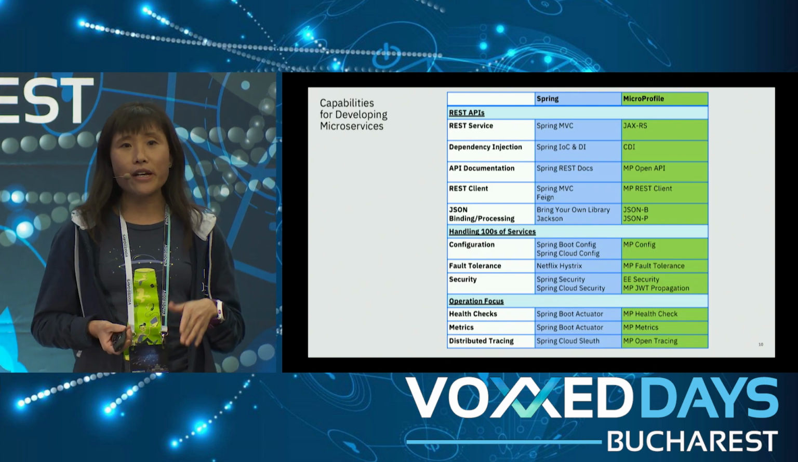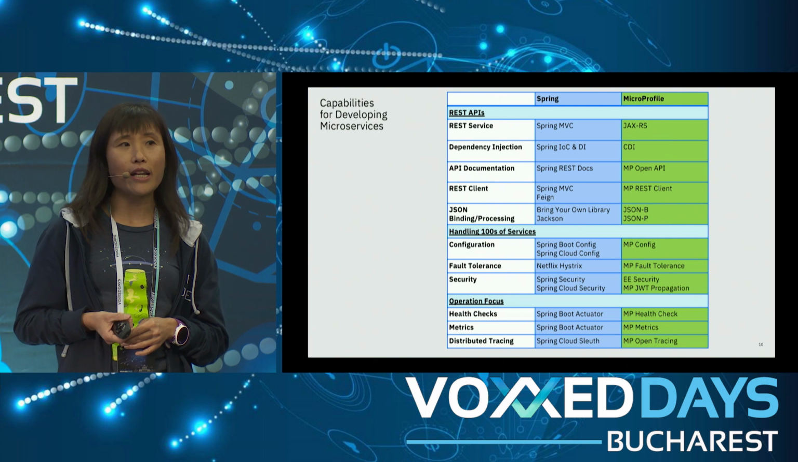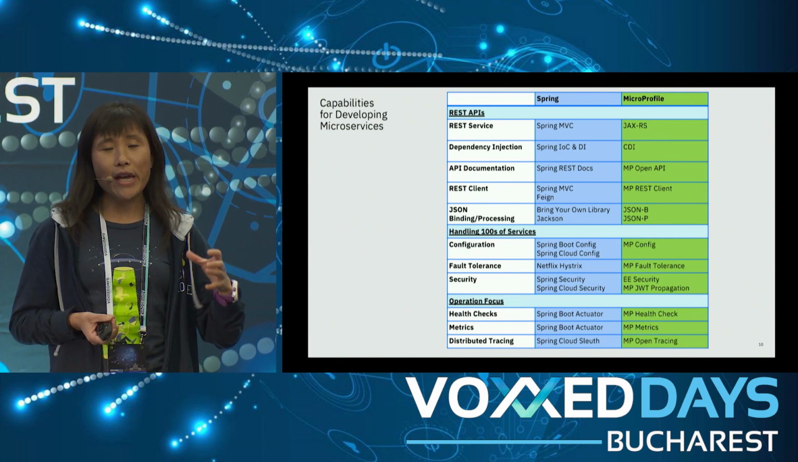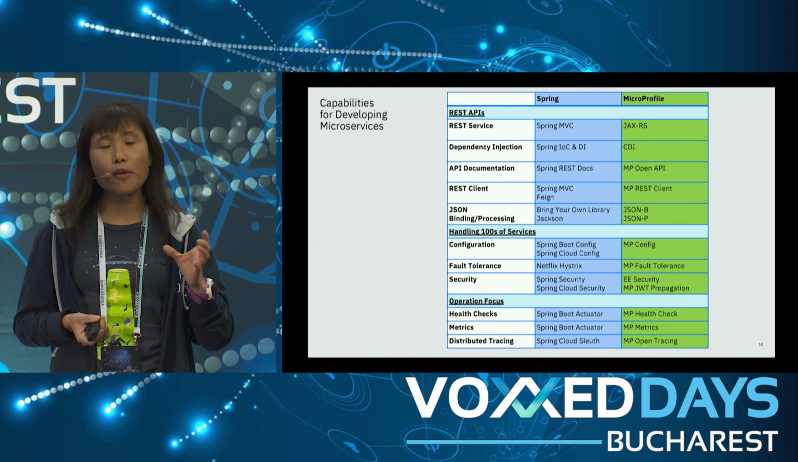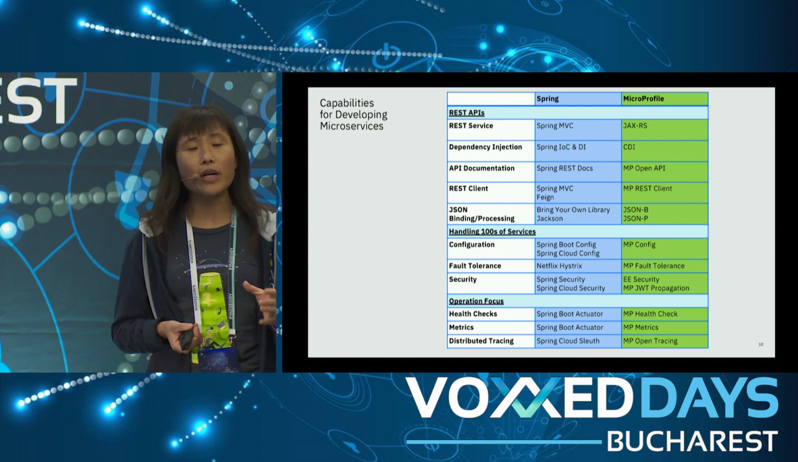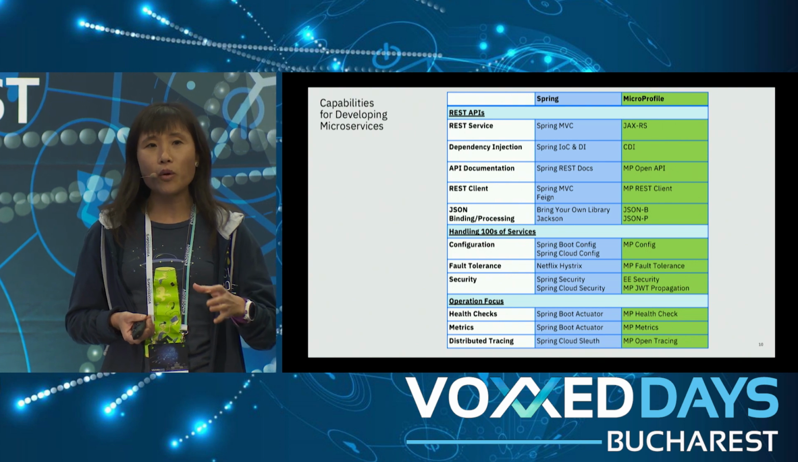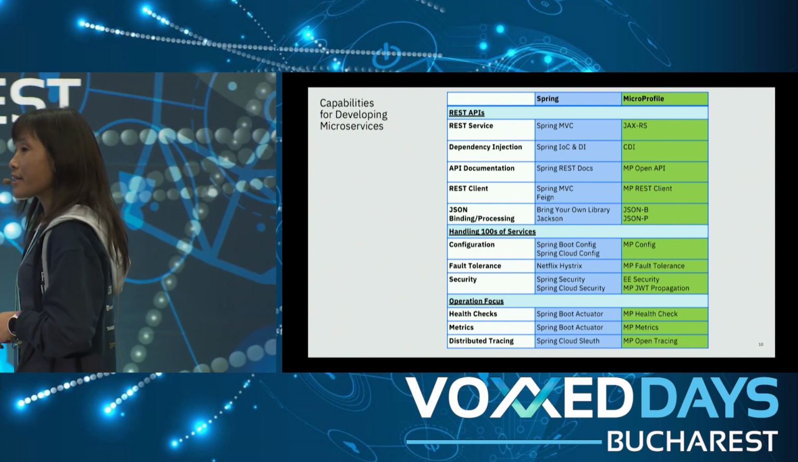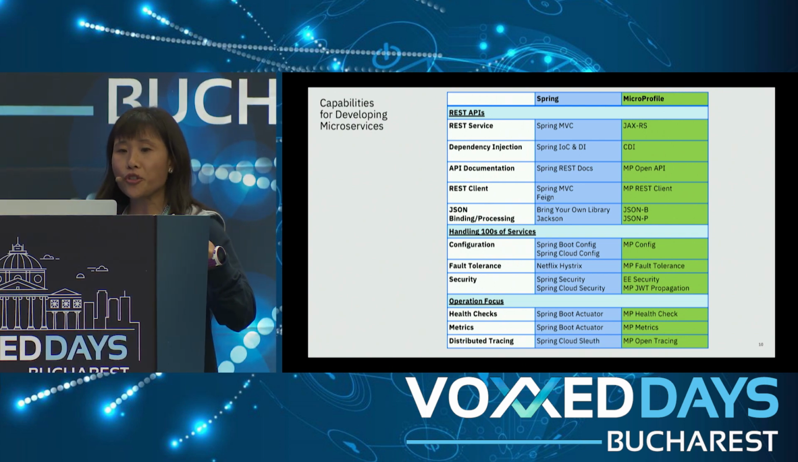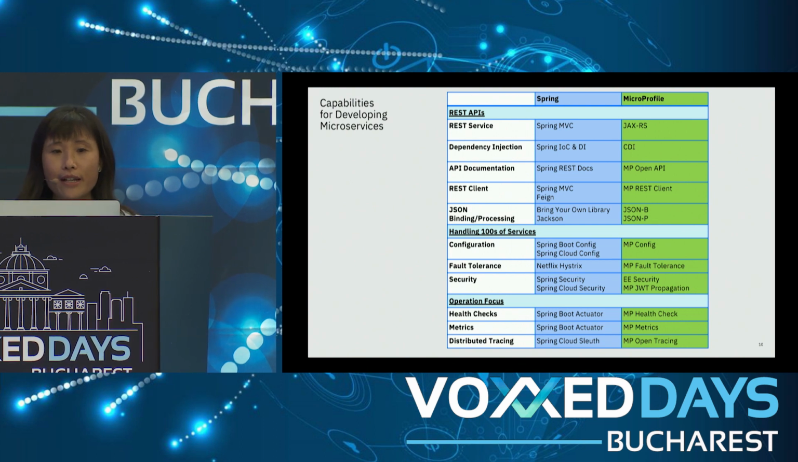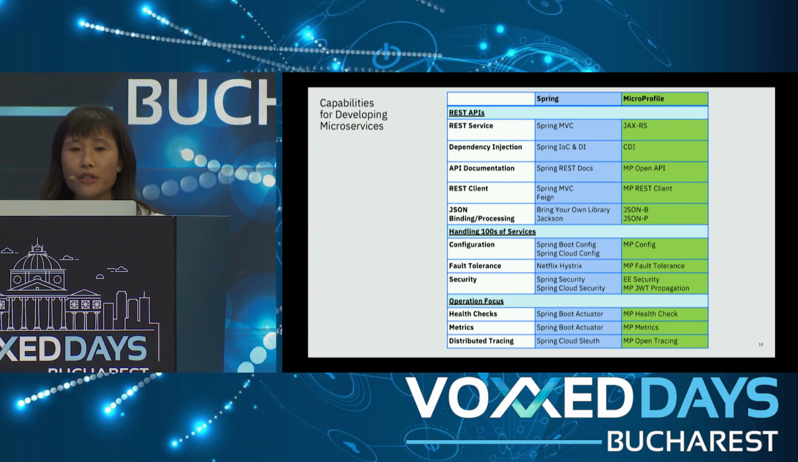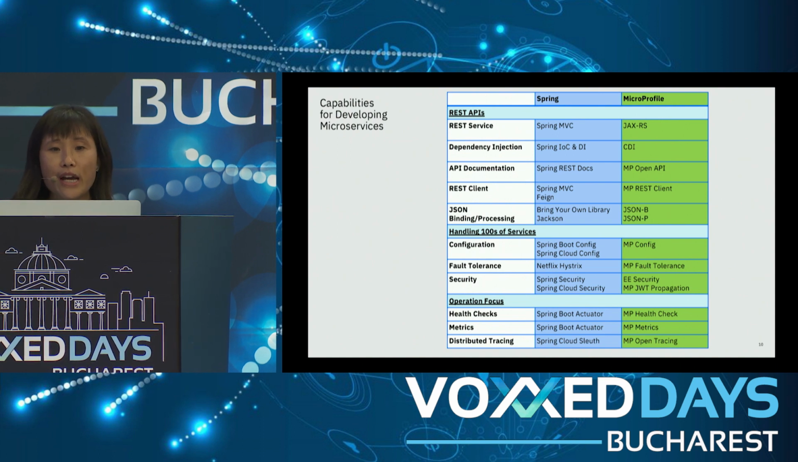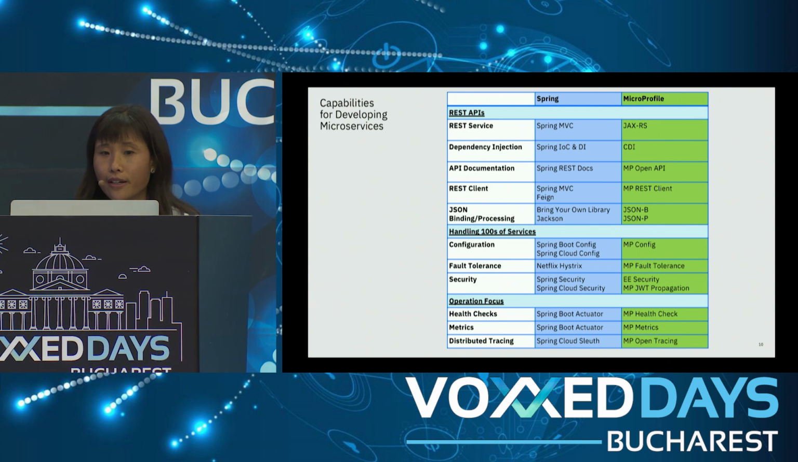I want to give you a quick comparison between Spring and MicroProfile, and bear in mind, in terms of microservices, what capabilities and what kind of functionality you need from these two programming models. So it's for these three categories: REST APIs, handling services, and operation. So for Spring, for a REST service, you use Spring MVC. For MicroProfile, you use JAX-RS.